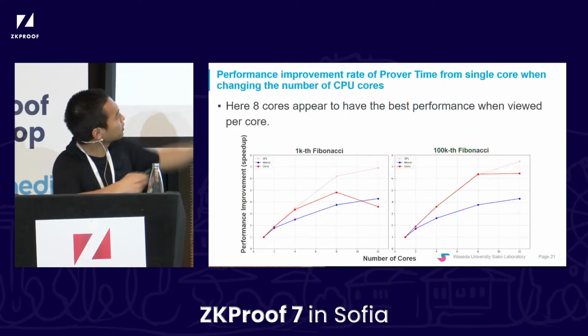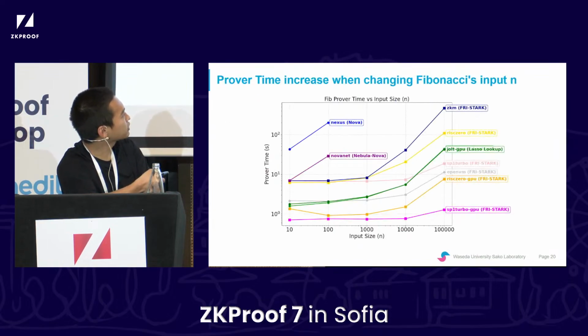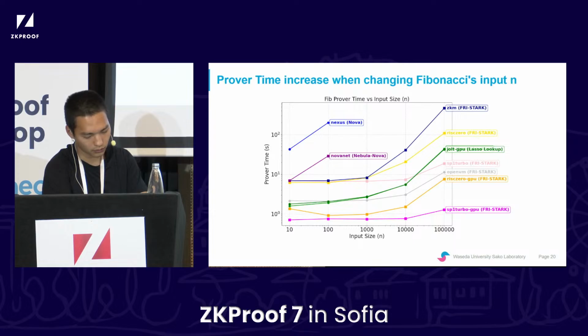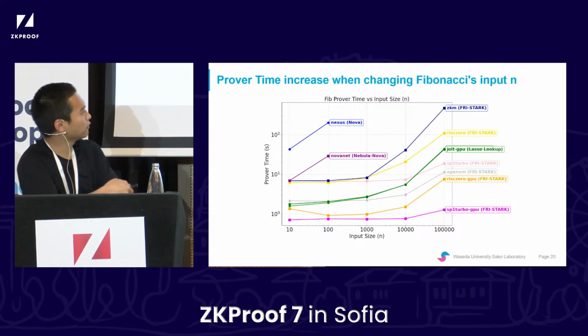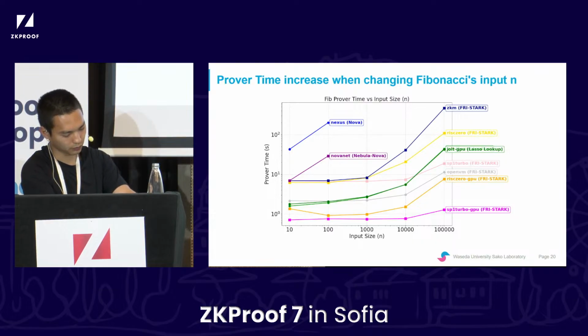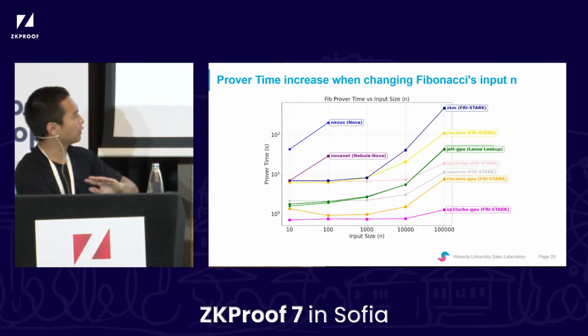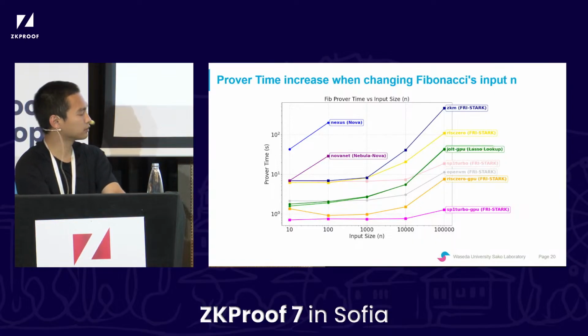RISC Zero, Jolt, and zkM showed a high increase rate, while SP1 had the lowest rate, showcasing its efficiency for large-scale programs.